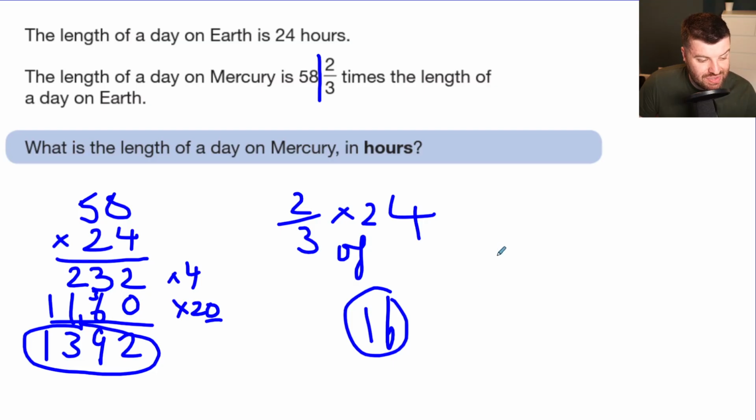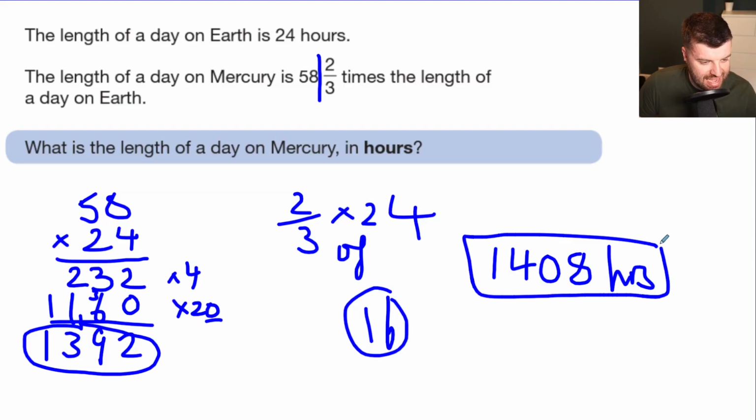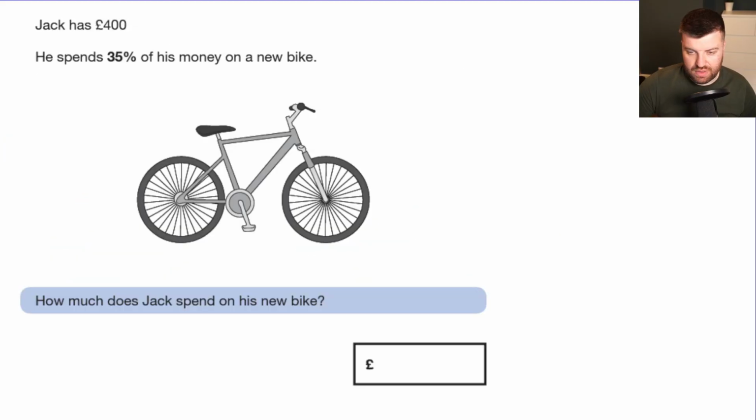If we add those together, we end up with 1,408 hours. I nearly forgot my units then. 1,408 hours. Whoa, tricky question. Really tricky question. Next one.